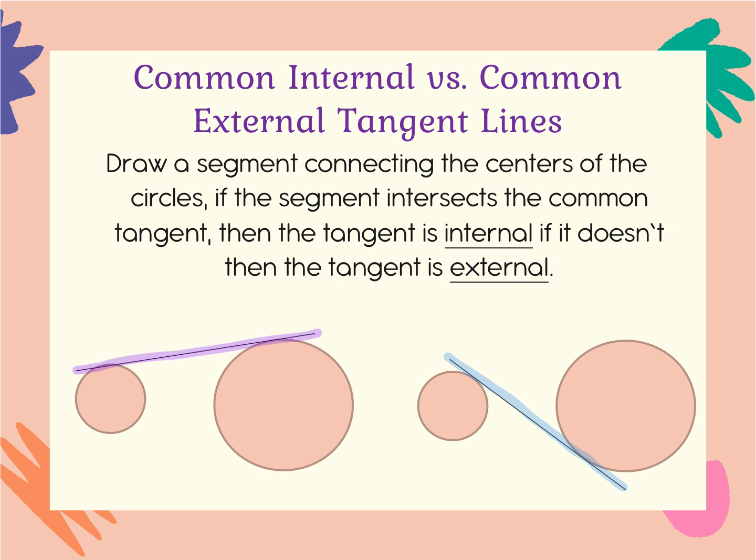Now, in order for me to determine if it's internal or external, with practice you won't have to do this, but if you start at the center of both circles and draw a line from the center to the center, if it intersects, so I'm going to highlight it. If the segment intersects the common tangent, then it is your internal, okay? It's called a common internal tangent. Then if it does not intersect, it's called your common external tangent.